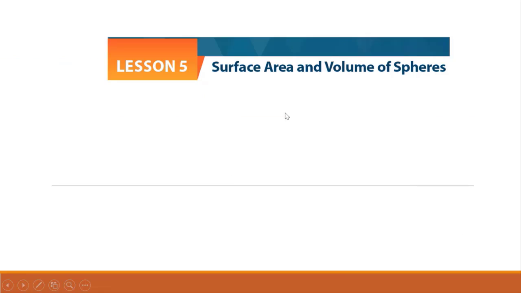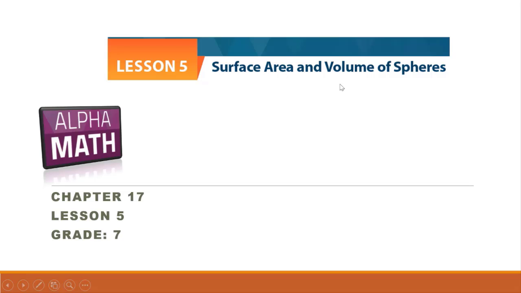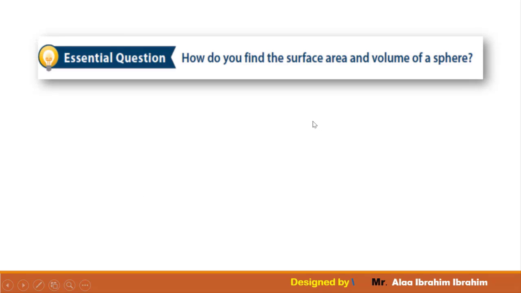Are you ready, grade 7? This is the last lesson of this chapter, chapter 17. We have to take something new today: surface area and volume of spheres. We start with this question: how do you find the surface area and volume of a sphere? I have to know two formulas now, the surface area formula and the volume formula.